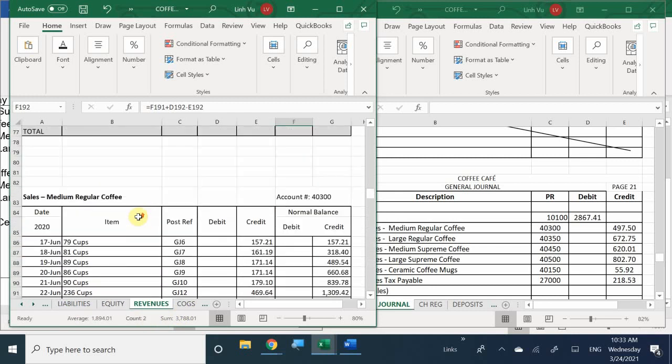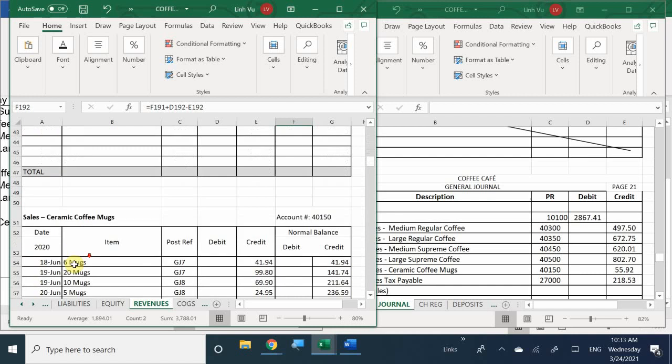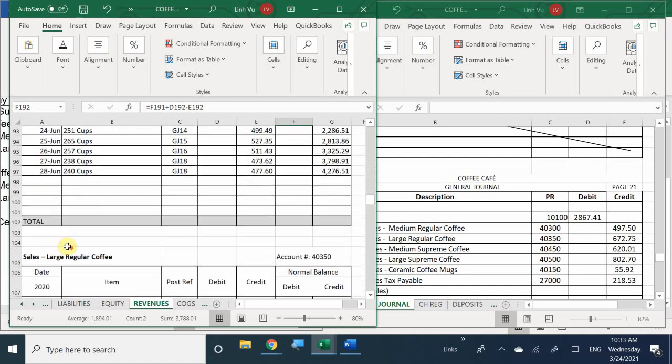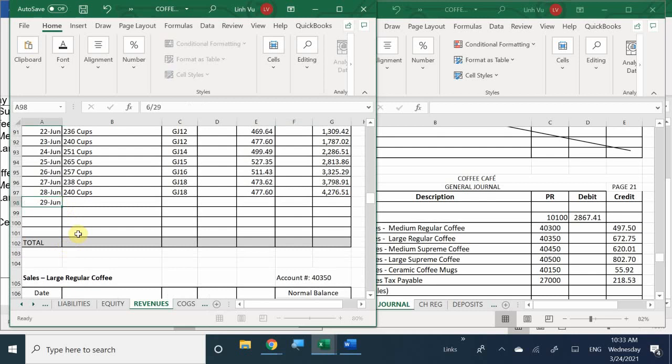Okay. Now we're going to go to sales. So let's start one at a time. So sales for my medium regular coffee. How many cups did I sell? 250 cups. General Journal 21 for the grand total amount of 497.50. Good. So what's my account balance here? 477401. Perfect.